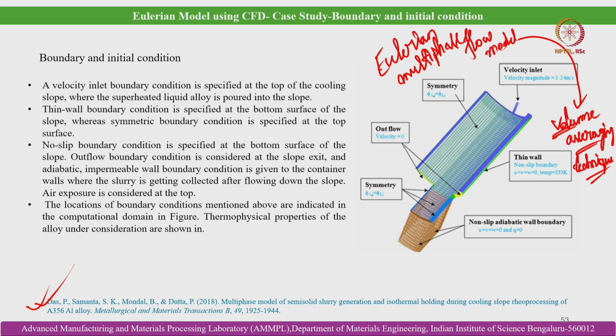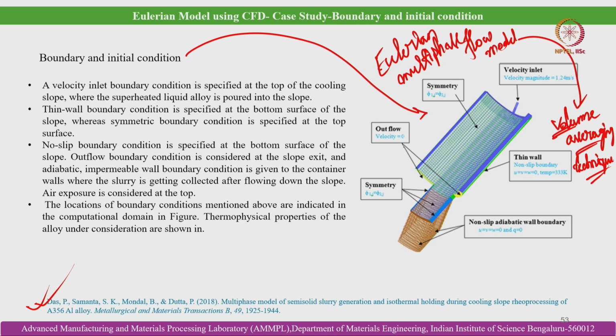In this case, this schematic shows the boundary conditions applied at different surfaces. This is a practical example of how the boundary and initial conditions play their role in determining the flow physics and also the heat and mass transfer conditions happening within the computational domain under consideration.